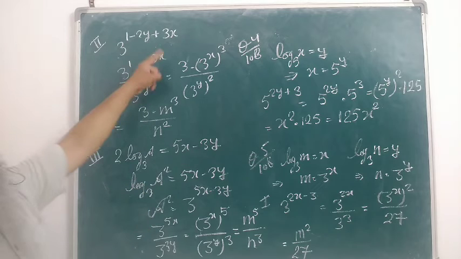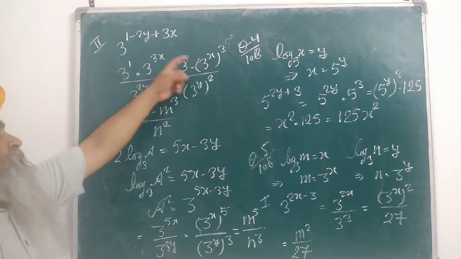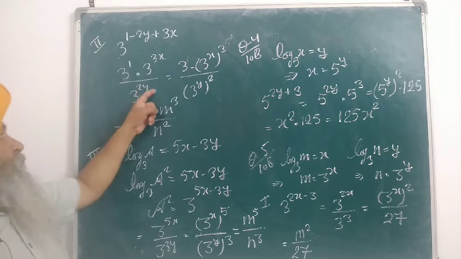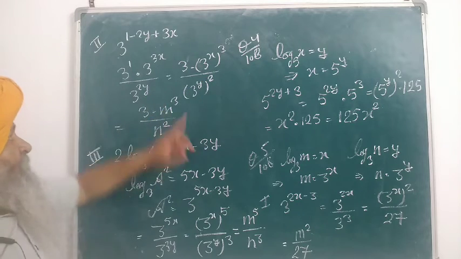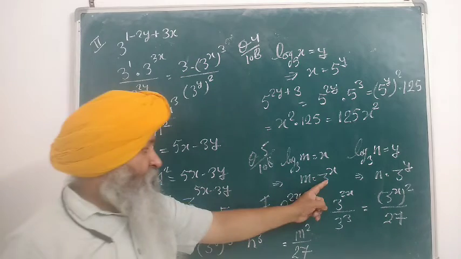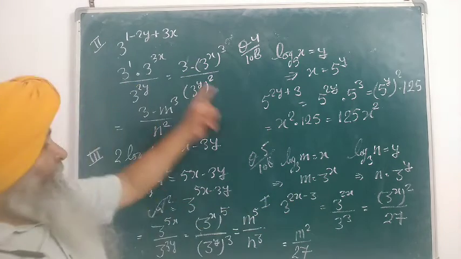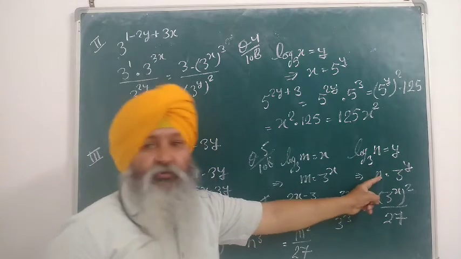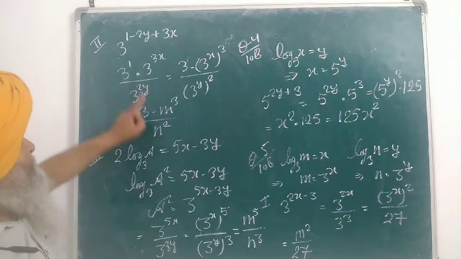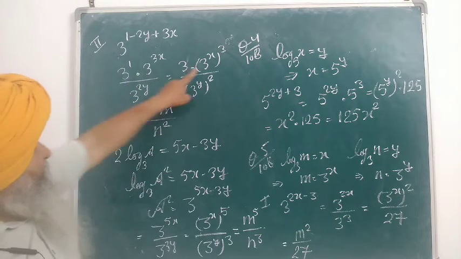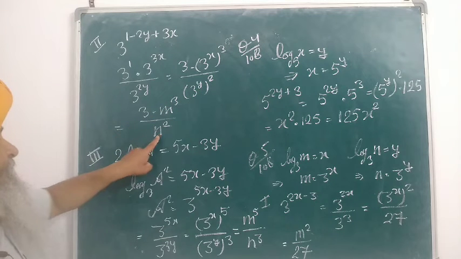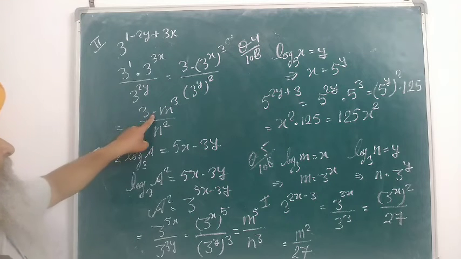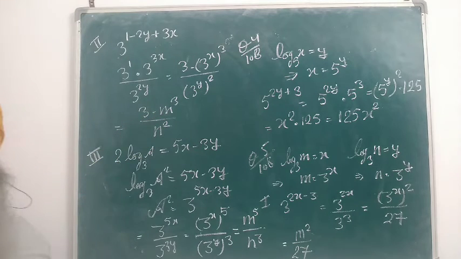Now this is 3 into x, that is power's power, so 3 raised power x to the power 3. This is 2 into y, it means y power 2. Right? Now 3 raised power x is according to this value m, and similarly 3 raised power y is according to that n. So in place of this 3 raised power x I have written m, in place of this 3 raised power y I have written n. So the answer is 3 multiplied by m cube upon n square.